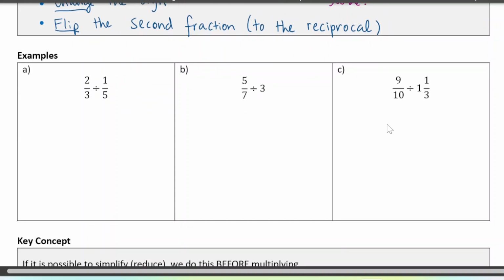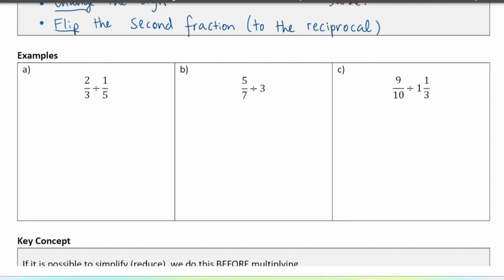So we're going to follow this keep, change, flip. First thing we're going to do is keep the first number. We're going to change the sign to multiply, and we're going to flip the second fraction to its reciprocal. So it's going to become 5 over 1. And now it's just a multiplication problem. So what we learned in lesson 2. If you haven't done lesson 2 yet, go back and watch that video.